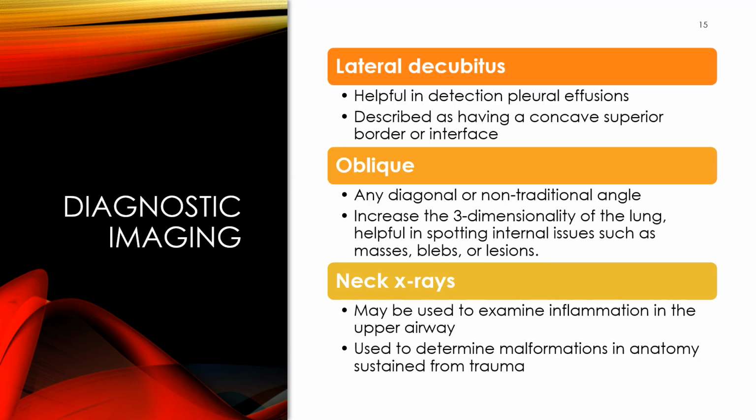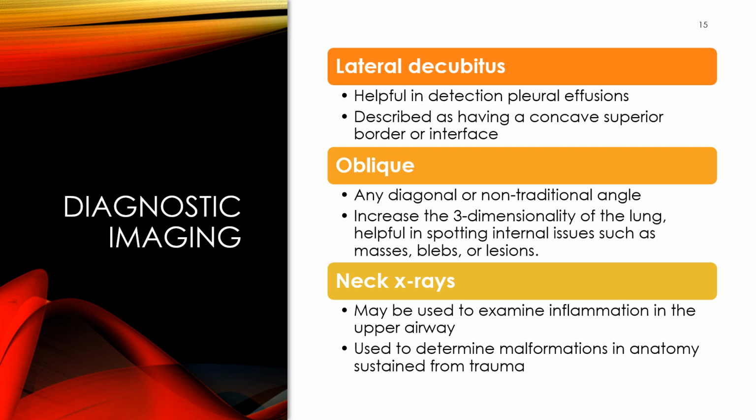Another type of image that can be done is called the lateral decubitus. A lateral decubitus is very helpful when you want to detect a pleural effusion, and it can be described as having a concave superior border or interface. So just remember those words: concave superior border or interface, and it's helpful for detection of pleural effusion. That would be a lateral decubitus.